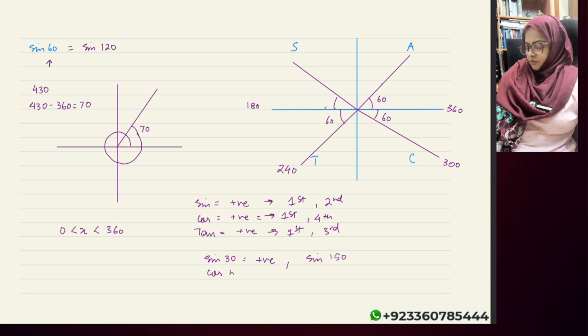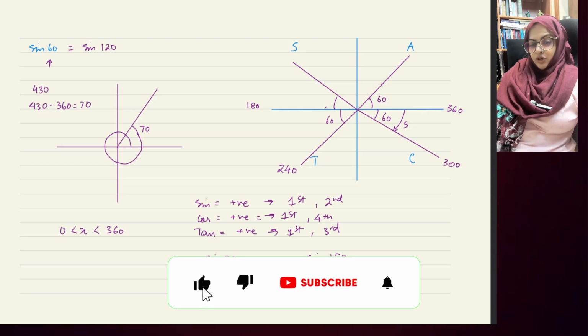Cos 50, the base angle here will be 50 if we are looking at positive, okay? So cos 50 is equal to cos 310. Tan 20 is equal to tan 180 plus 20, which is 200. You can go and calculate it in the calculator and you will see the values are the same and positive.